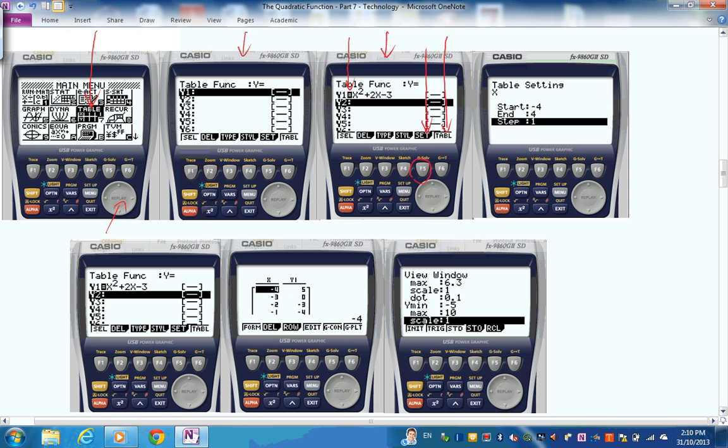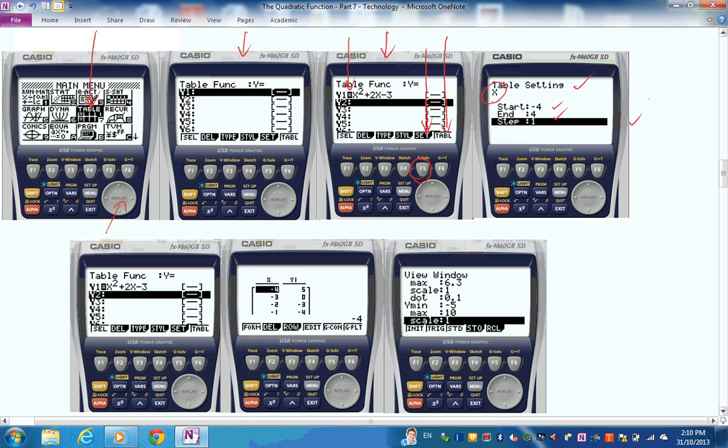So push F5 and the table setting comes up, and I reckon we'll do values like I just did by hand. Start the X value, here it is, at -4, go to 4 in steps of 1. Okay, now we've got to make sure we've got a window to see this table.